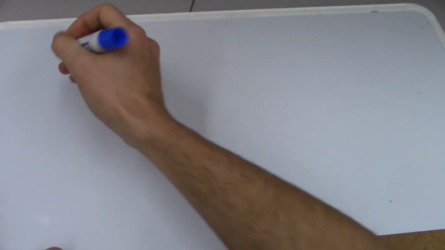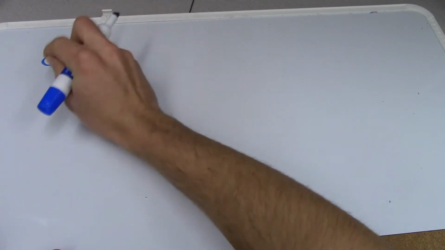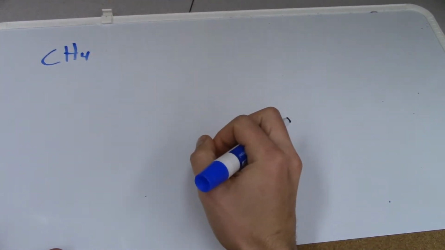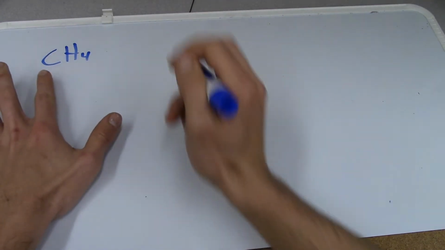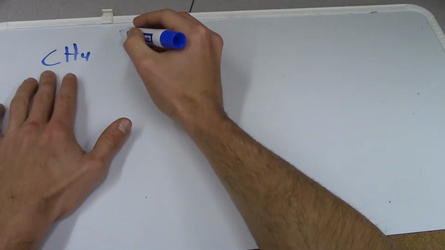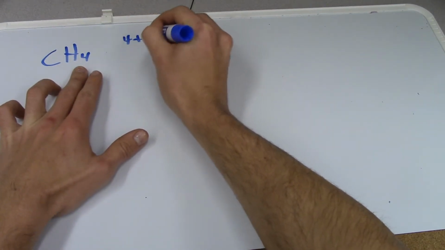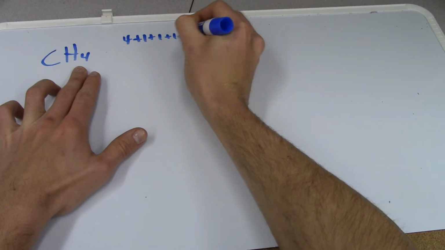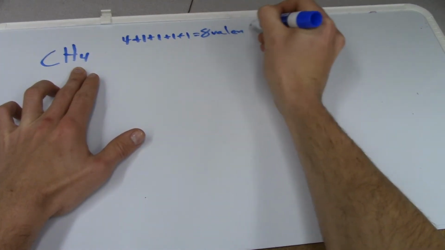So let's look at methane first, CH4. Non-metal, non-metal, it's shared electrons. The first thing that I'm going to do is figure out how many valence electrons I have. On the periodic table, I'm looking, carbon has 4 valence electrons. Each hydrogen has 1, so plus 1 plus 1 plus 1 plus 1 equals a total of 8 valence electrons.